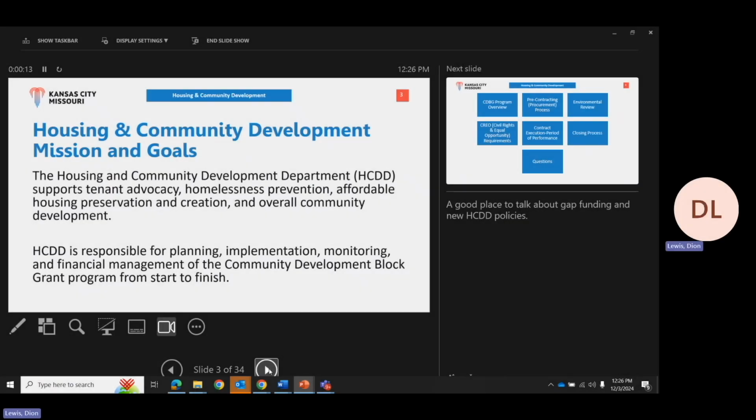Just a real brief overview. So our Housing and Community Development Department, the whole purpose of our department is to support pretty much tenant advocacy, homeless prevention, affordable housing preservation and creation, and overall community development.